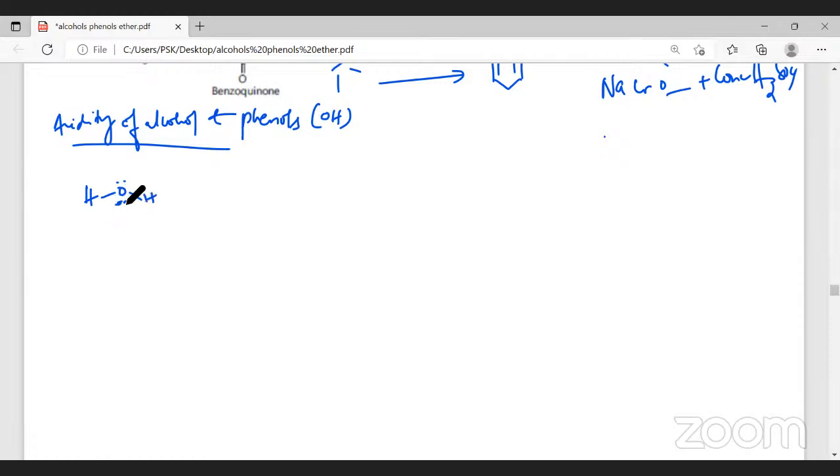Why is water behaving like an acid? Because of the polar nature. What is polarity? The charge difference between the two atoms is called polarity. Oxygen is highly electronegative. Therefore, the bonded pair of electrons will be pulled towards oxygen, and hydrogen gains positive charge. This is polar.